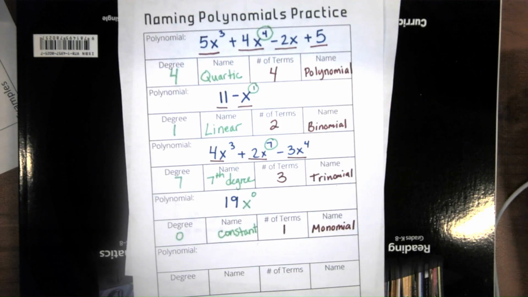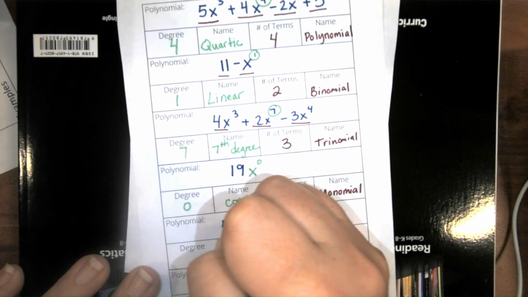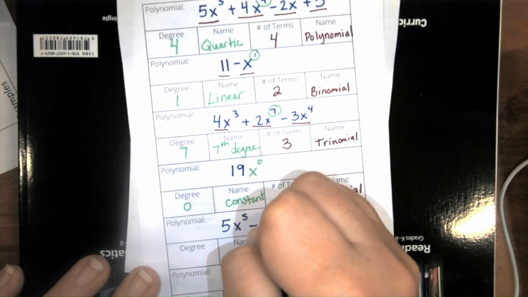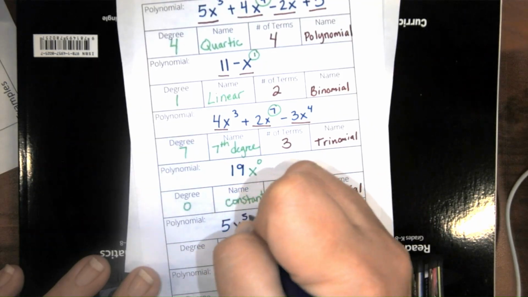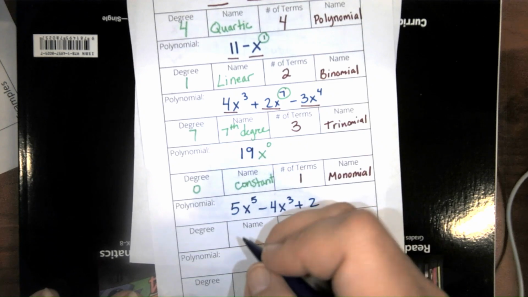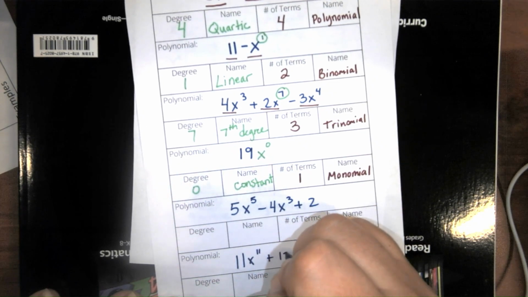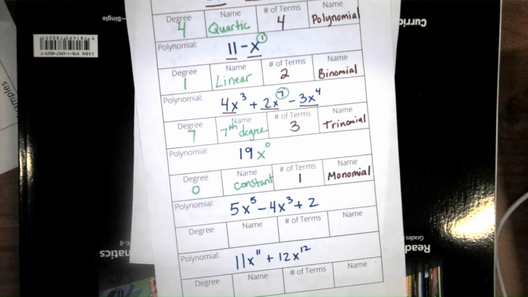So I'm going to give you the next two, and I want you to go do them, and then come back and check, see if you did them correctly. So we have 5x to the 5th minus 4x to the 3rd plus 2 for this top one, and then the bottom one is 11x to the 11th plus 12x to the 12th. Pause the video, do these, and then check back.